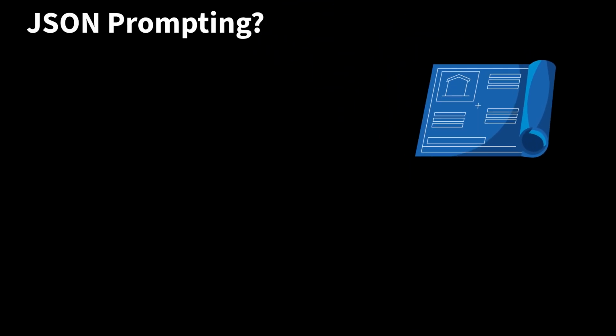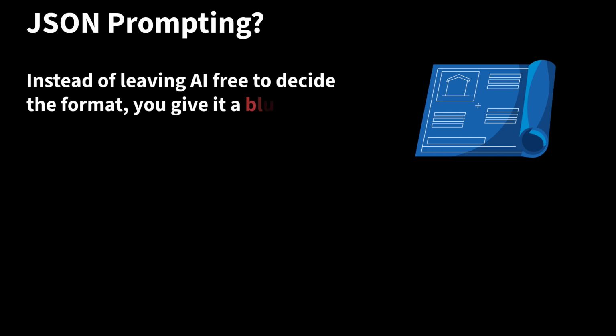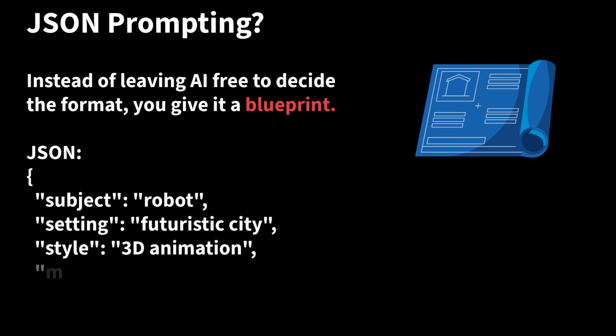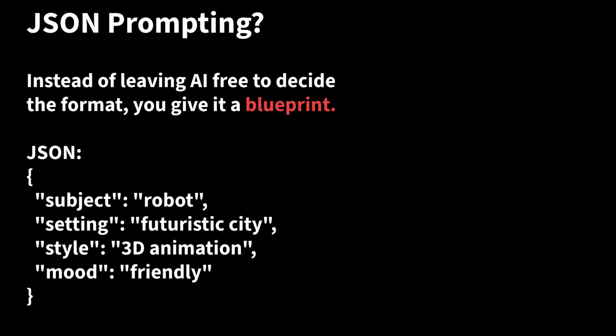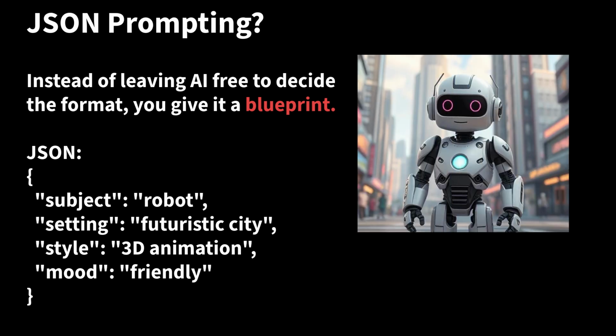Now let's see what exactly is JSON prompting. JSON prompting is completely different. Instead of leaving AI free to decide the format, you give it a blueprint. Instead of saying, make me an image of a robot in a city, you say with JSON, the subject is robot. Setting should look like a futuristic city. The style should be 3D animation. And the mood is friendly. And the AI image generator now knows exactly what to do.